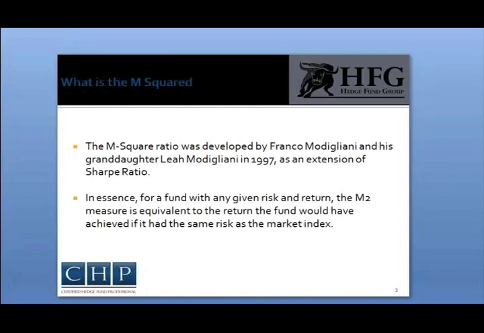The m-squared ratio was developed by Franco Modigliani and his granddaughter Leah in 1997 as an extension of the Sharpe ratio to create risk-adjusted portfolios by using risk-free assets to lever or delever an active manager's portfolio. The m-squared ratio allows the portfolios to be compared simply by looking at the resulting returns.